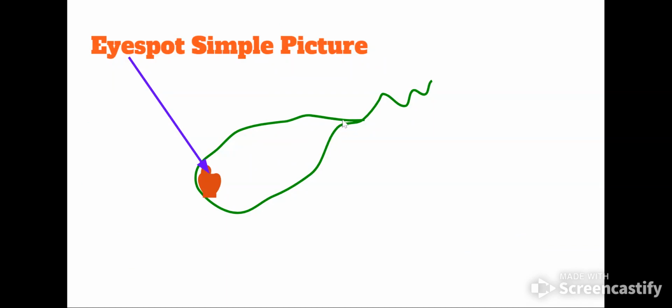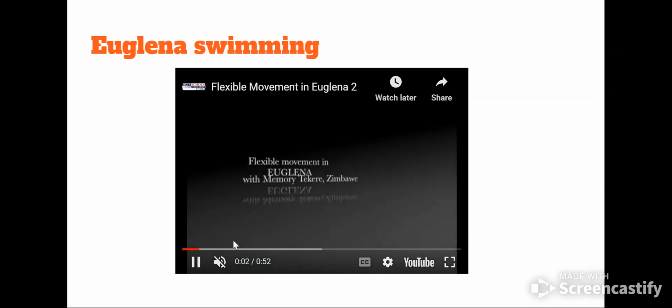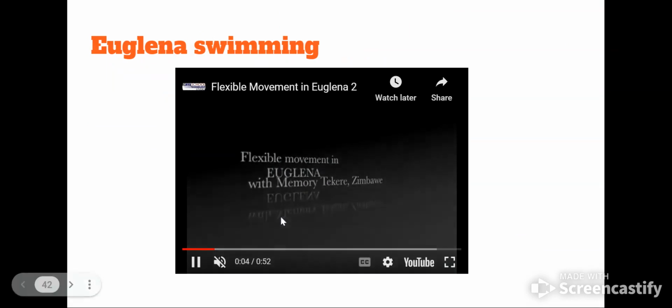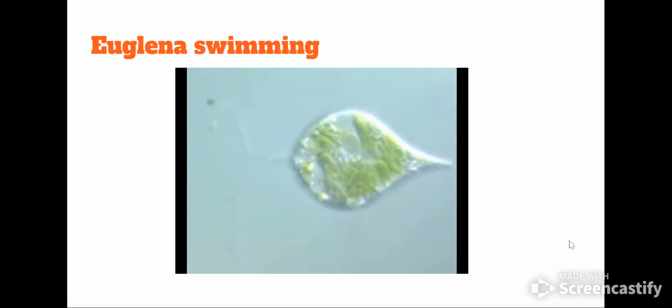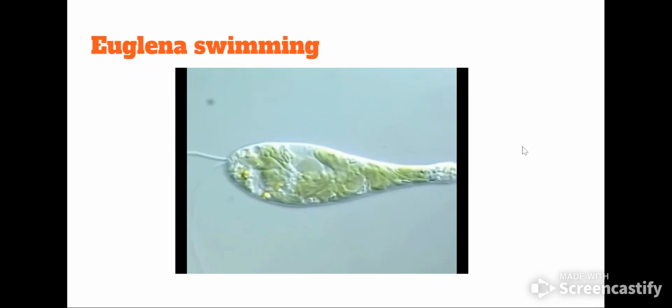Sample picture, here's your euglena, and then there's your eye spot right up here. Then here's just a euglena spinning, or swimming, I can't speak. That's that euglena moving around.